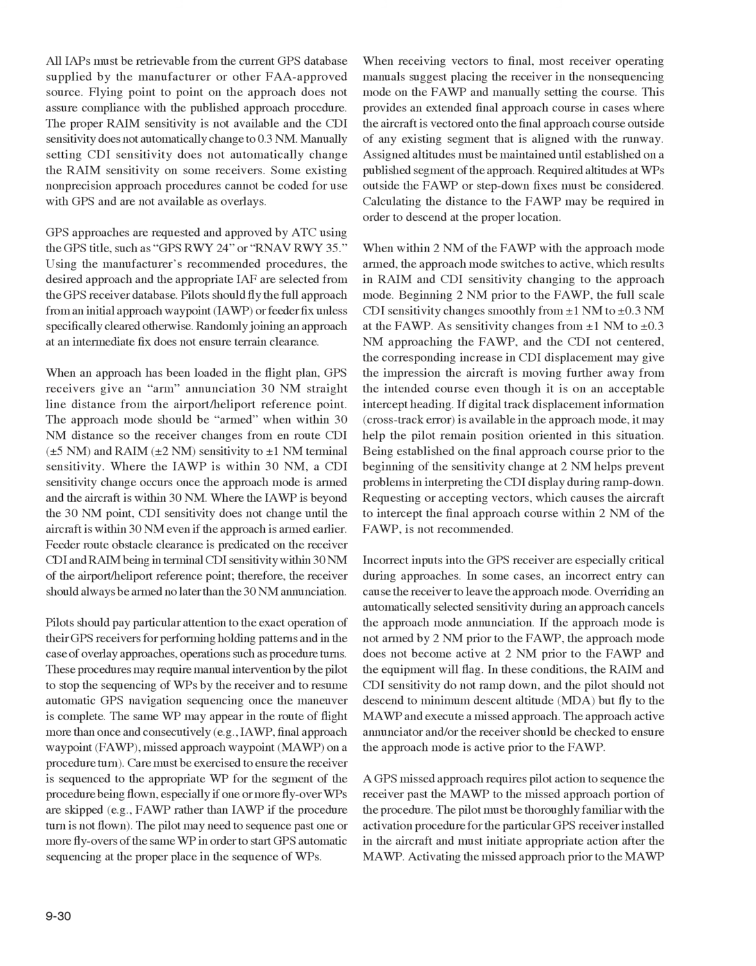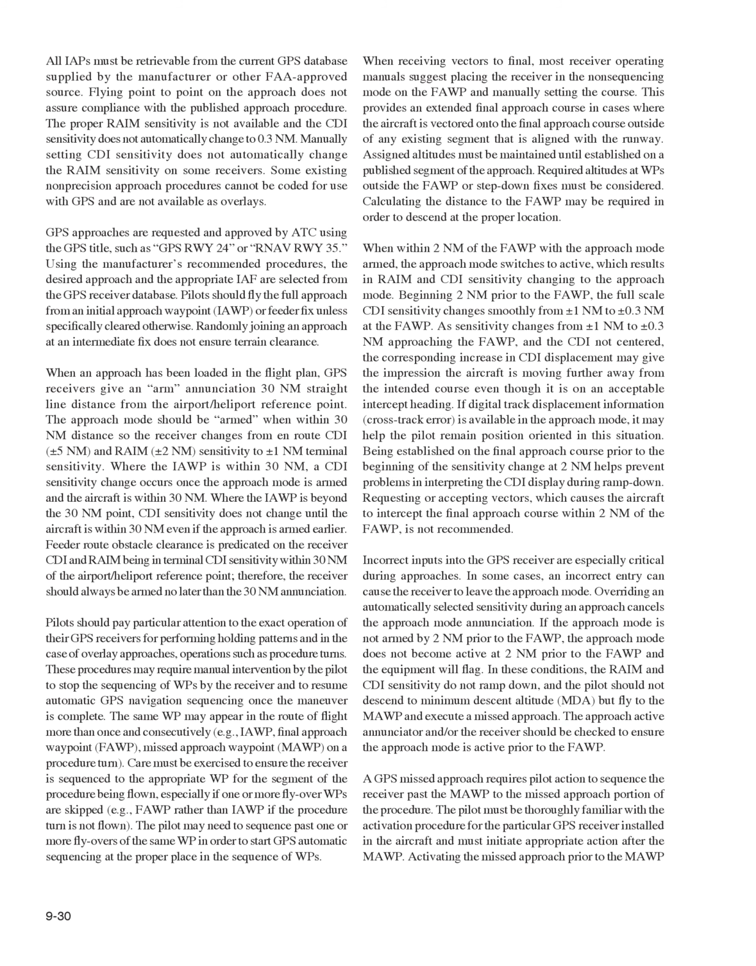When receiving vectors to final, most receiver operating manuals suggest placing the receiver in the non-sequencing mode on the FAWP and manually setting the course. This provides an extended final approach course in cases where the aircraft is vectored onto the final approach course outside of any existing segment that is aligned with the runway.